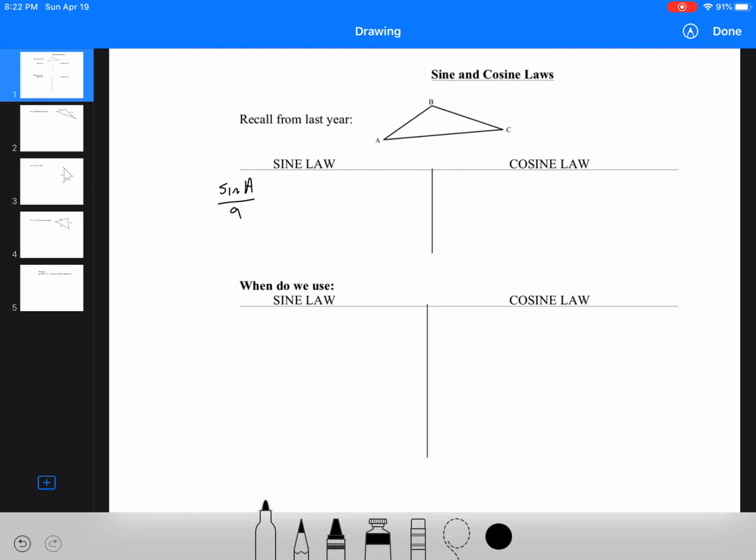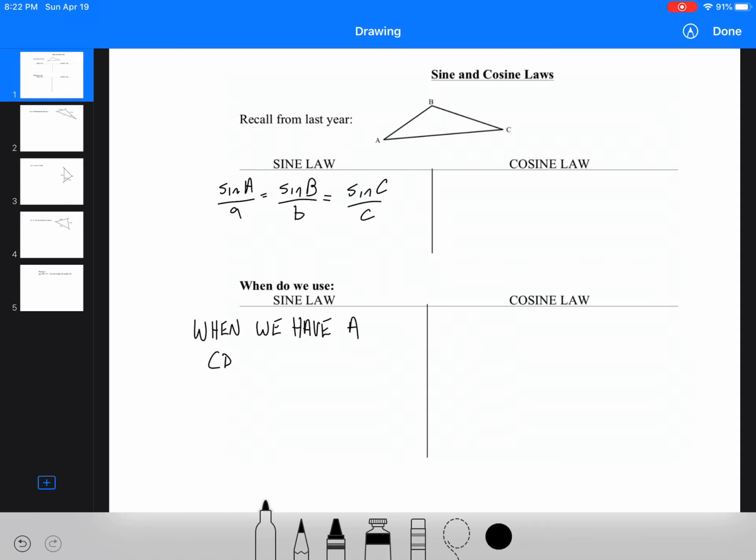Okay, so sine law and cosine law. Recall from last year, if we were doing sine law, we've got sine A over A equals sine B over B equals sine C over C. You can always flip that. It could be A over sine A, B over sine B, C over sine C. I always like to put in the top left corner what I'm actually solving for. I find it makes the algebra a little bit easier. You don't necessarily have to do it. You'll notice that I do it in a lot of my questions.